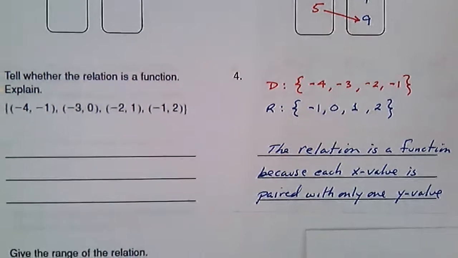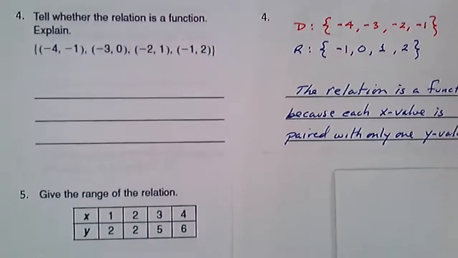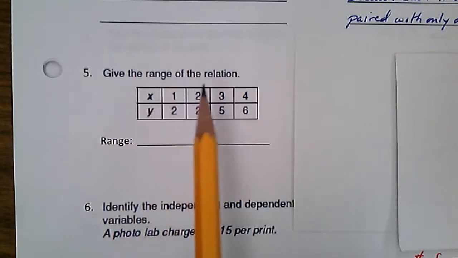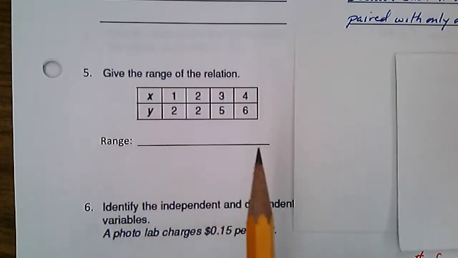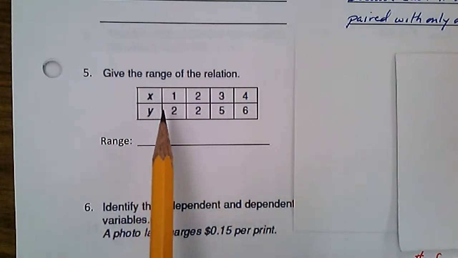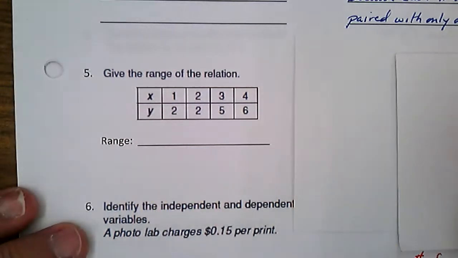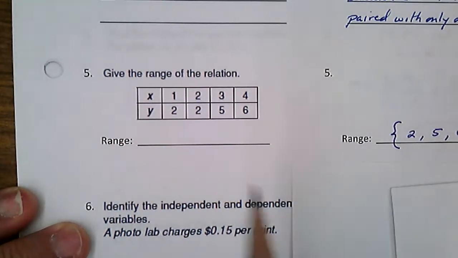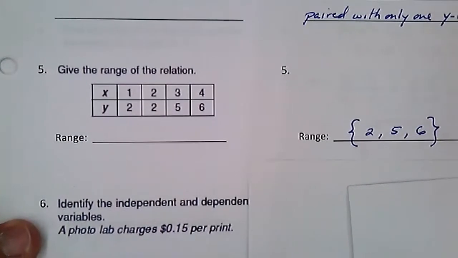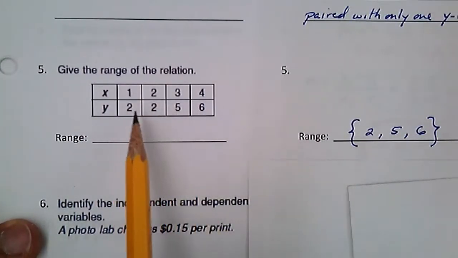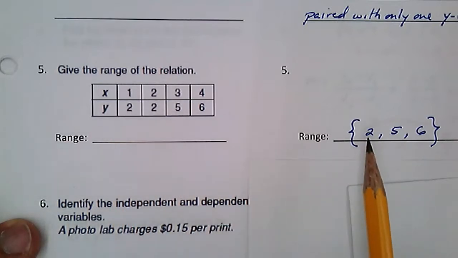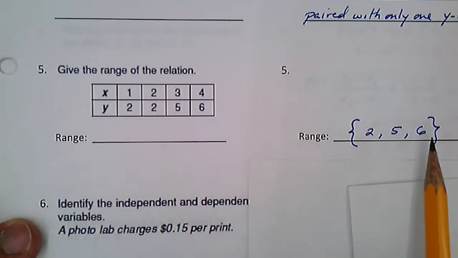All right, number 5. Number 5, give the range of the relation. Well, we know that the range is your y value. So when you write the range, we don't have to write repeats. So there's a 2, a 2, a 5, and a 6. That's the same value, so all we have to do is write a 2, a comma, a 5, a comma, and a 6.